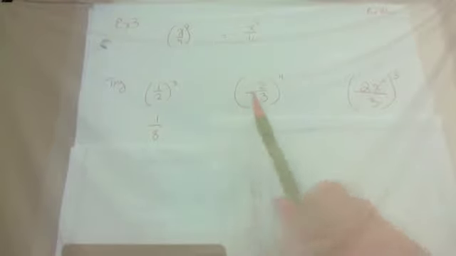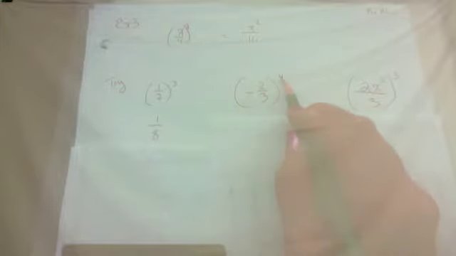This one has a negative inside. So I can assign this negative to either the 2 or to the 3. But no matter wherever I put it, I know I'm going to have 4 of them. Since I have an even number of negatives, my answer is positive. And 2 to the 4th power is 16, and 3 to the 4th power is 81. So it's positive 16 over 81.